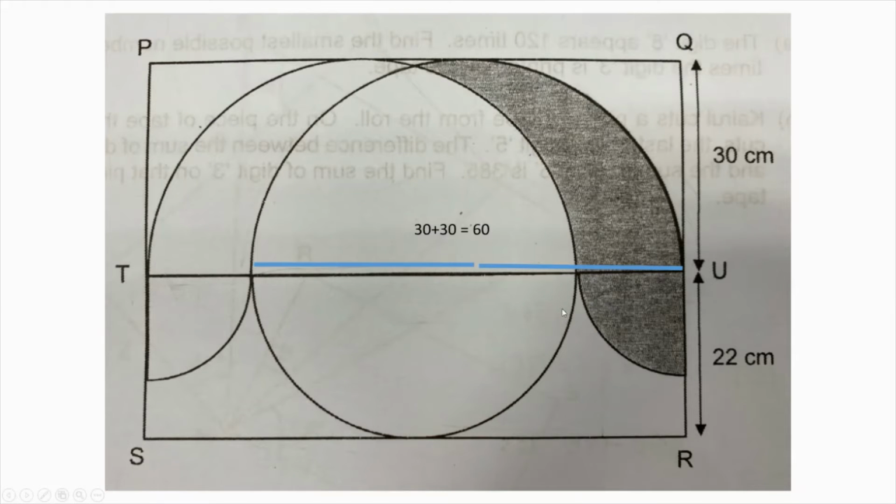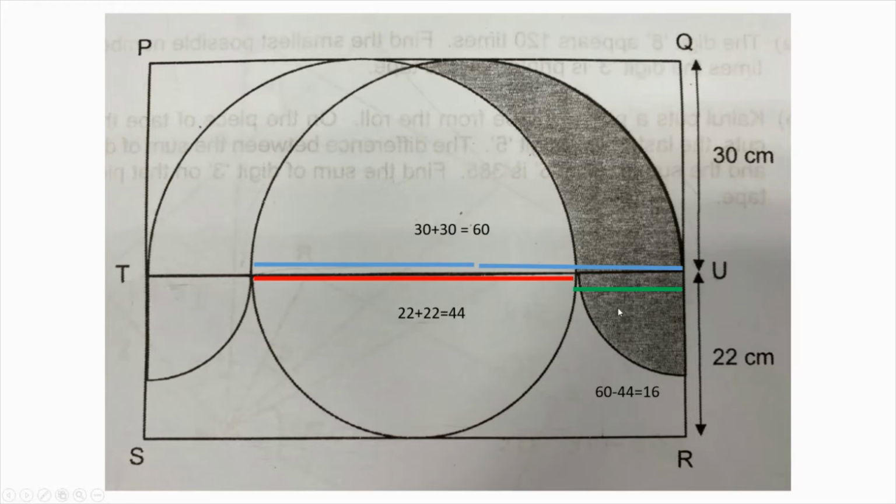The next piece of information we can see is this 22 cm. Same thing. We lay it across the radius to make it diameter, and it becomes 44 cm. So the last thing we're going to find is the smallest circle. 60 minus 44 will give us the radius of the smaller circle.